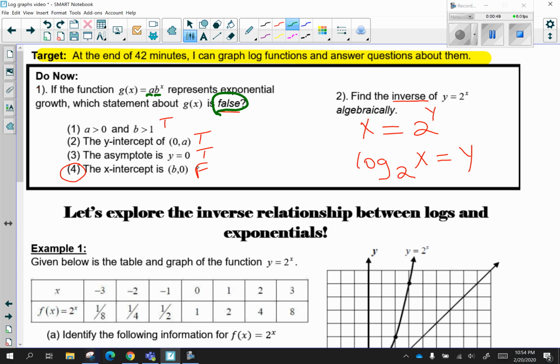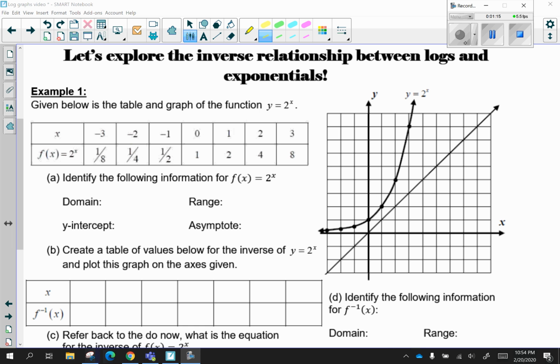The asymptote is y equals 0, but the x-intercept, this is false because there is no x-intercept. Unless there was some kind of shift, a vertical shift, there is not. Therefore, there's no x-intercept. And here, find the inverse. So first step, switch x and y. And we know the inverse of an exponential function is a log function. So let's explore the inverse relationship between logs and exponentials.